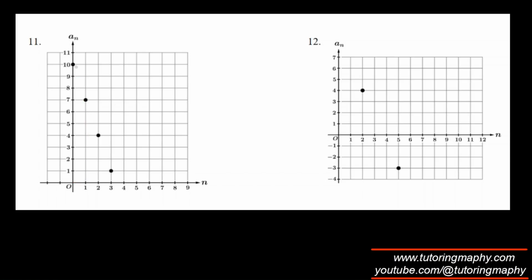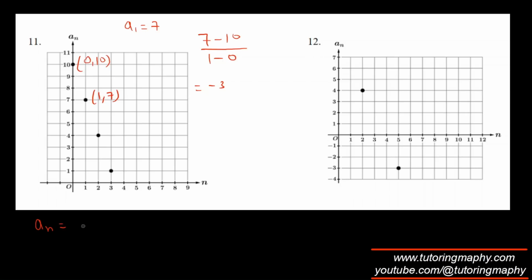I know that I have to find the slope to find the common difference. So let's take any 2 points: 0 comma 10, and this is 1 comma 7. It means that a1 is 7, by the way. So the difference will be y2 minus y1 over x2 minus x1, which means 7 minus 10 over 1 minus 0. So negative 3 over 1, which is negative 3.